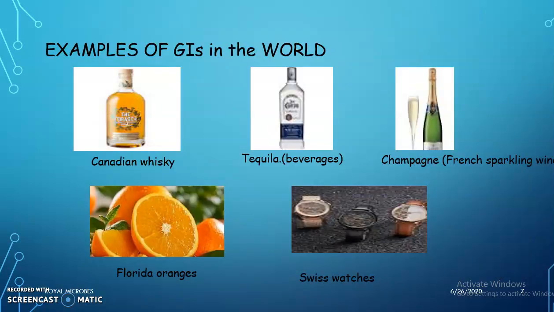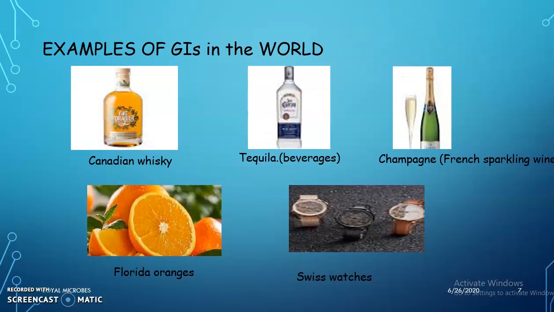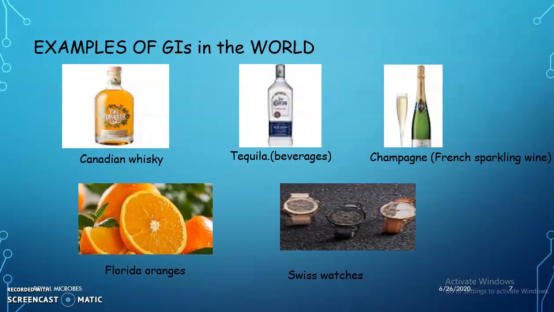And some examples of geographical indications in the world are Canadian whiskey, tequila, champagne, Florida oranges, and Swiss watches.